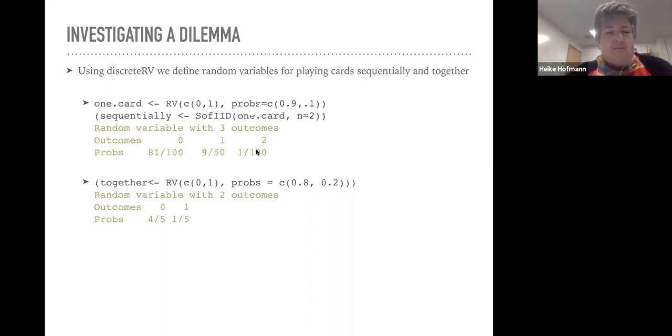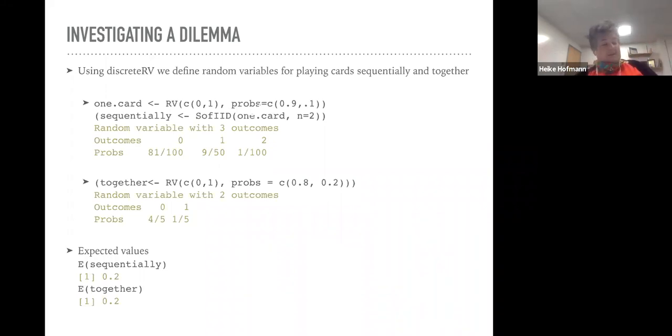So let's compare the expected value. We can calculate the expected value for playing 2 cards sequentially, or playing 2 cards together. And in both cases, our expected value is the same. So if we play 5 times, we would expect to get 1 chip. What should we do?